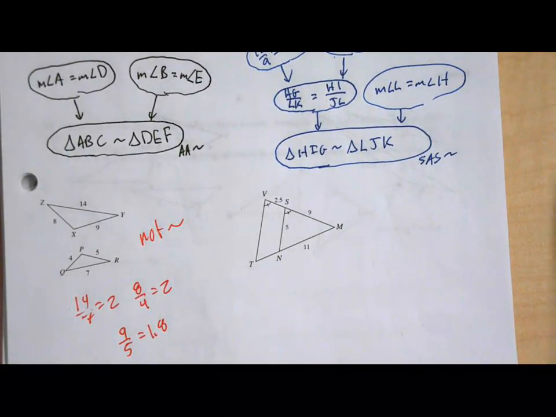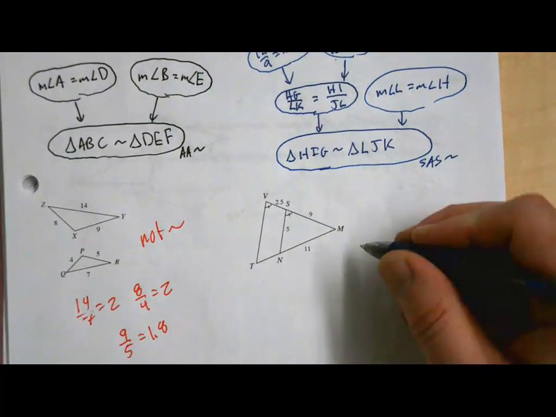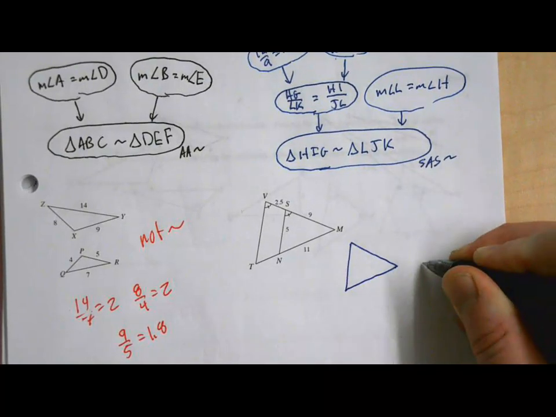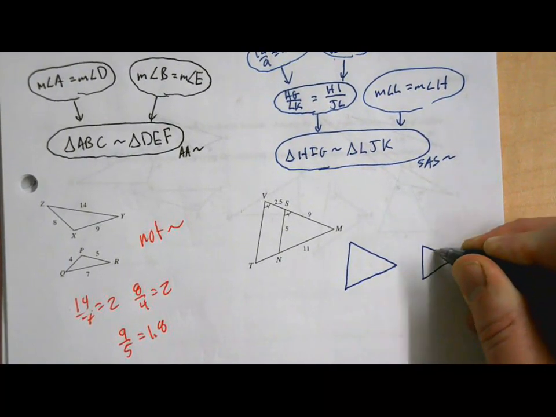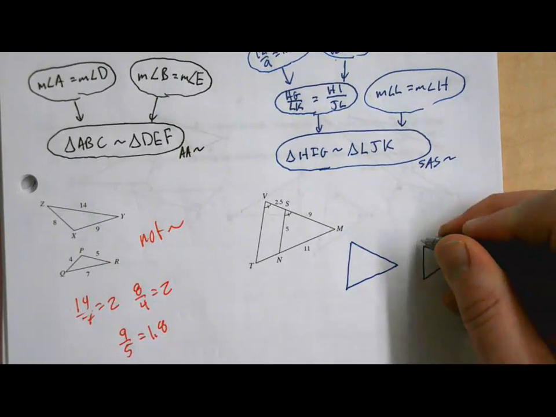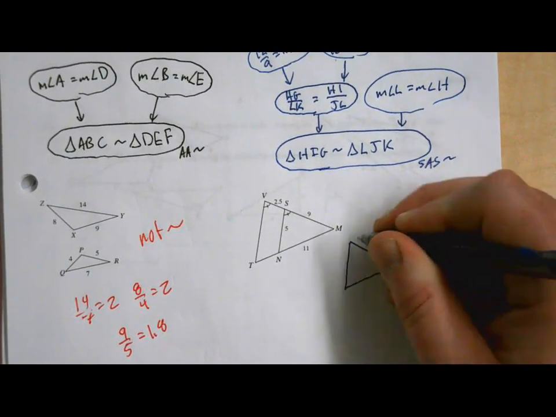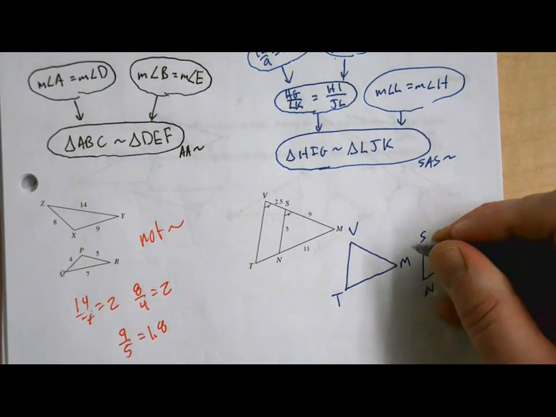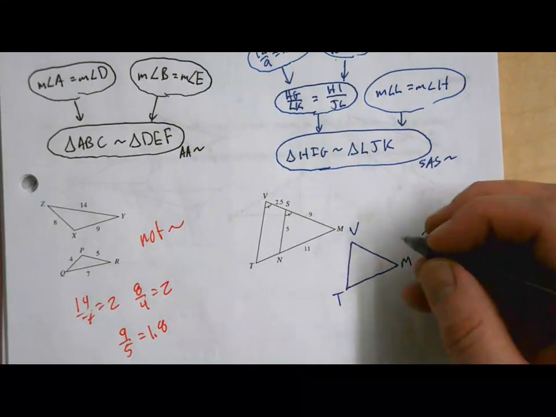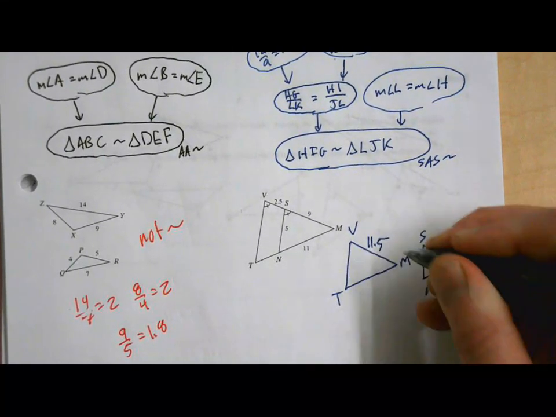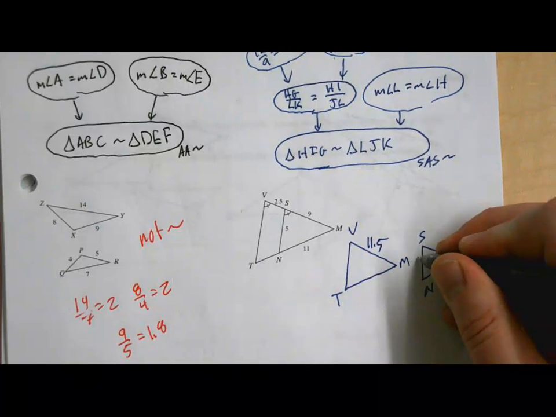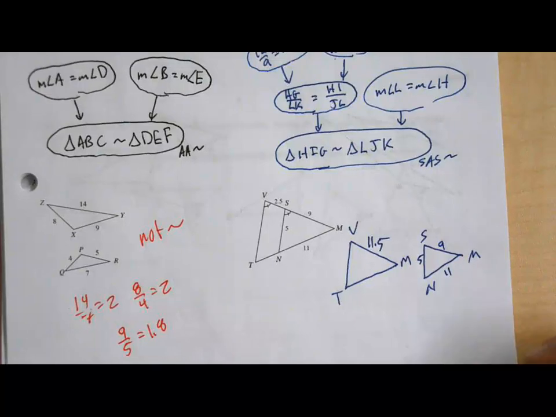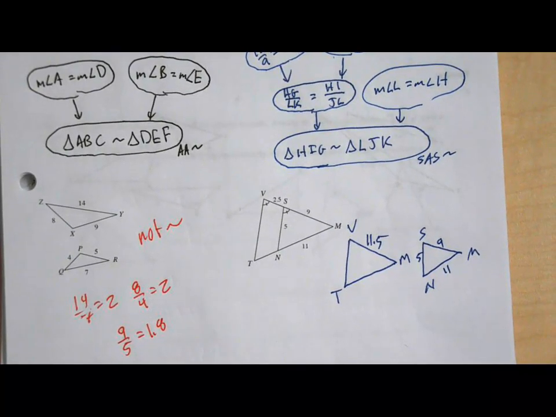And the last one. For me, this is going to be easier if I split these 2 triangles up and deal with them separately. I've told you guys to do this several times. I'm hopeful that you guys are spending the time to do this. It's just going to make things so much easier for you. 9 and 2.5 is 11.5. This would be 5 here. This is 9 and 11. And then that's all we got.